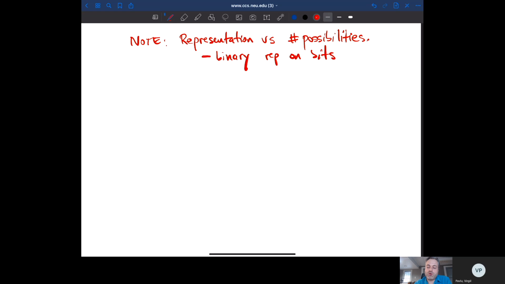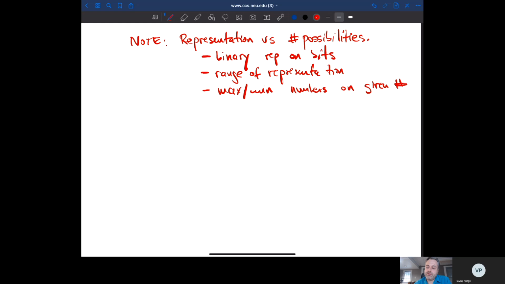And we also want to look at what's the range of representation, and what is the maximum and the minimum. That's the same as the range, maximum and minimum numbers on a given number of bits. So this is a quick video to show you that.